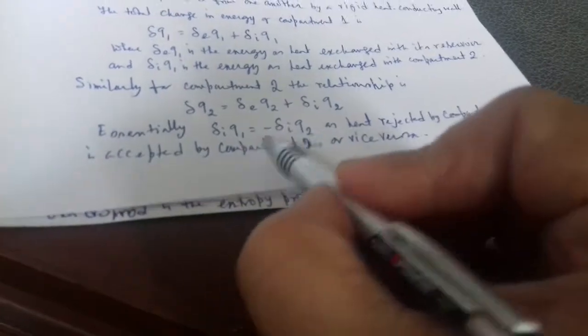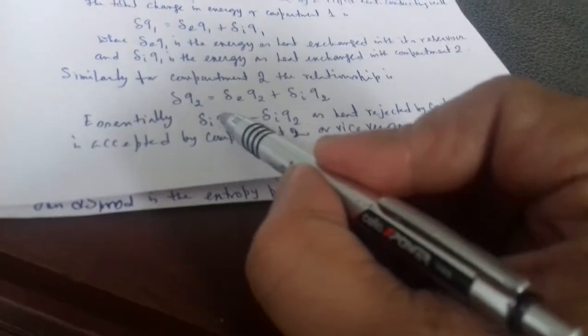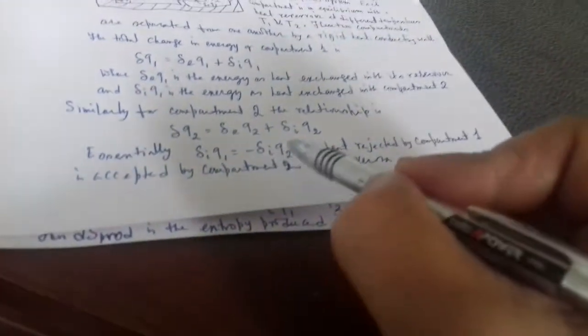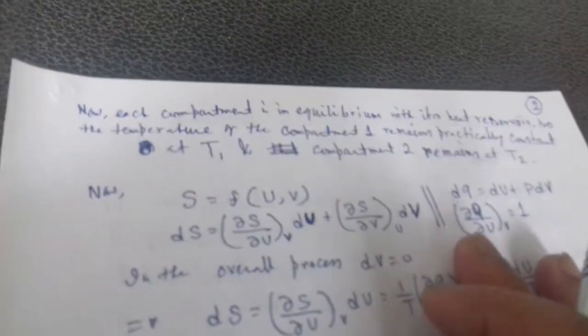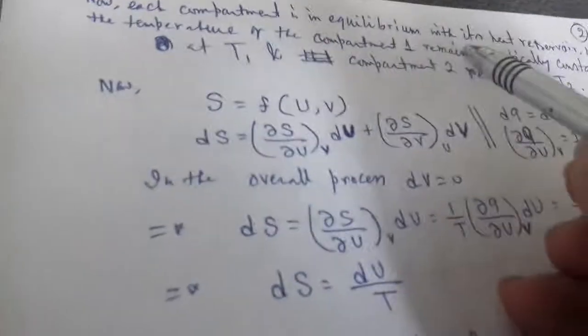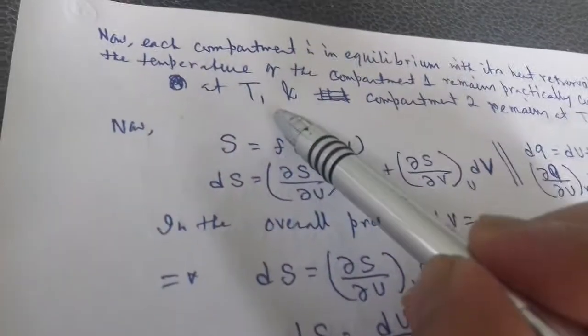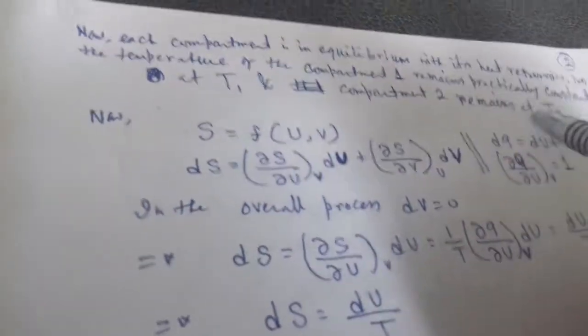So essentially delta I Q1 equals minus delta I Q2, because the heat given up by compartment 1 must be the heat accepted by compartment 2 and vice versa. That is, the heat rejected by compartment 1 is accepted by compartment 2 or vice versa. Okay, so this is the first page. Now we come to the second page as a continuation of this discussion. Each compartment is in equilibrium with its reservoir, so the temperature of compartment 1 remains practically constant at T1 and compartment 2 remains at T2.